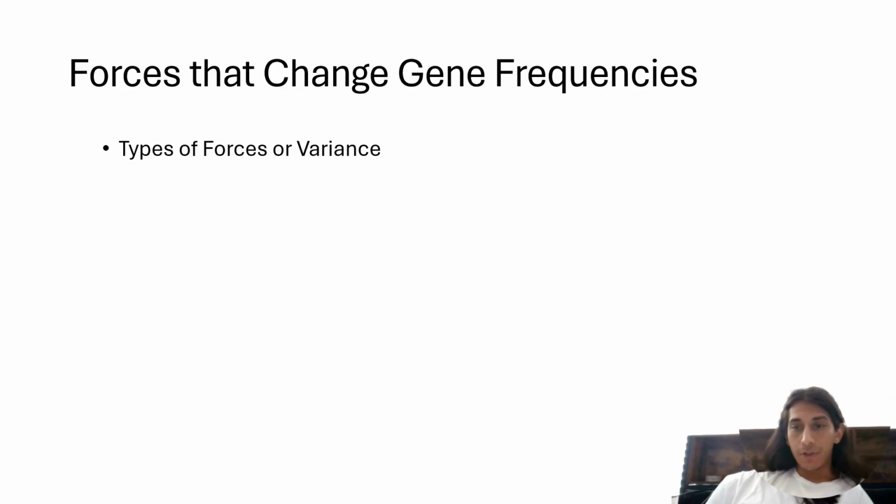The process by which environmental pressures favor the survival and reproduction of individuals with certain alleles, leading to an increase in their frequency within the population. And that's natural selection, of course. Genetic hitchhiking, the process by which neutral or deleterious alleles become more common because they are linked to beneficial alleles that are under positive selection.